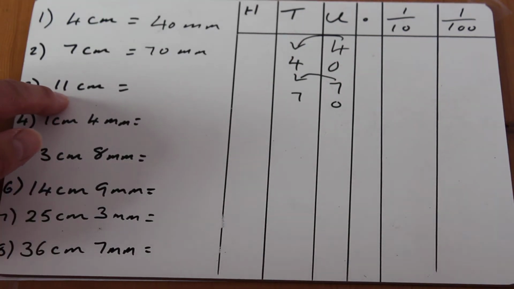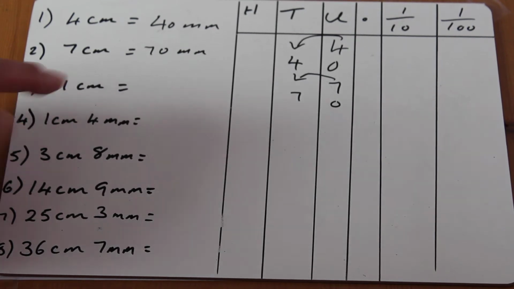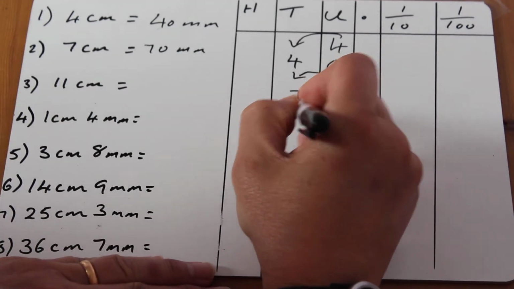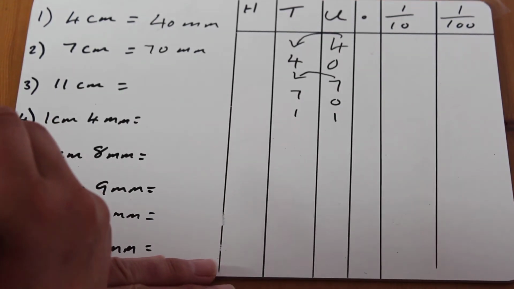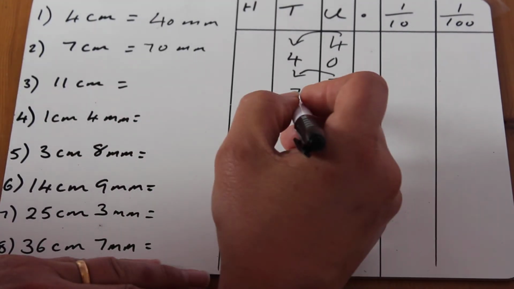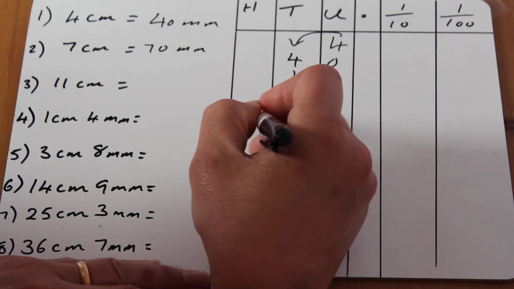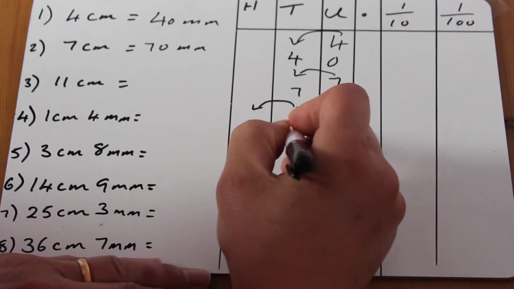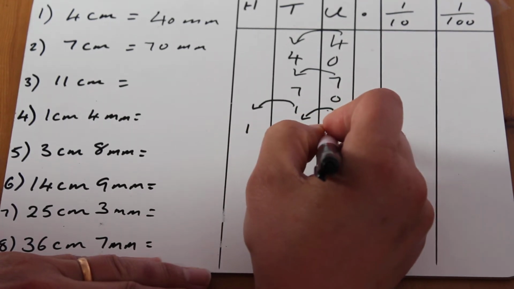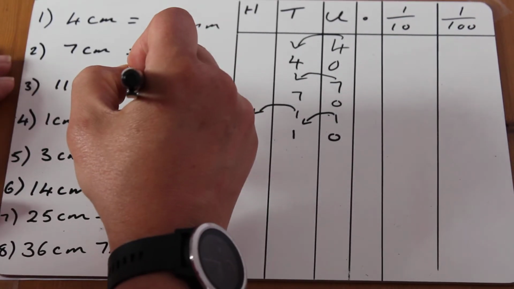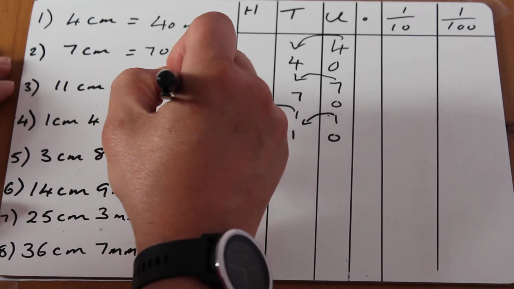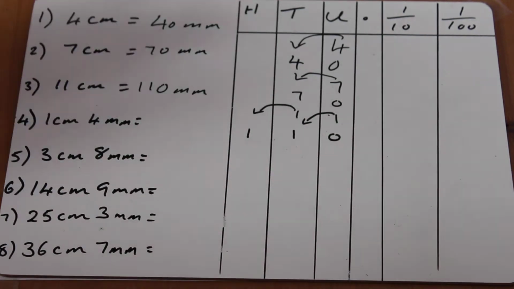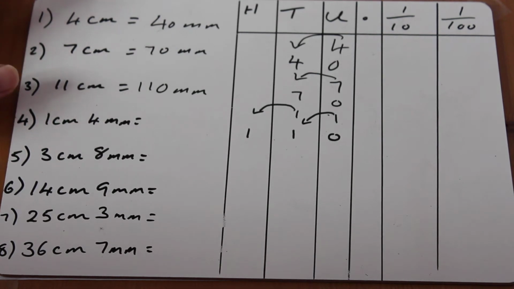Remember, we can only put one digit in one column. So here we have 11 centimetres. That's made up of 1 ten and 1 unit. That means each of these needs to move. So that moves over there. This moves over here. So 1 and 1, which means it's a 0, which then gives me 110 millimetres. Okay, so that's how we deal with whole centimetres.